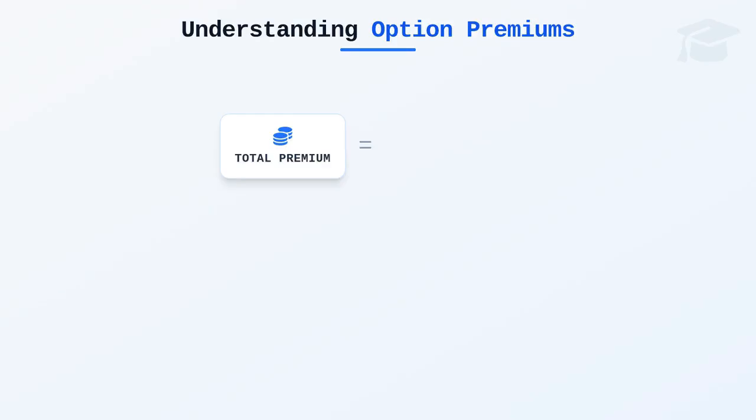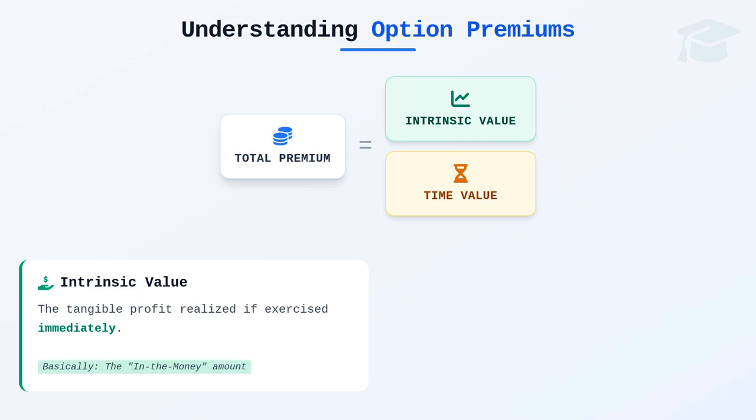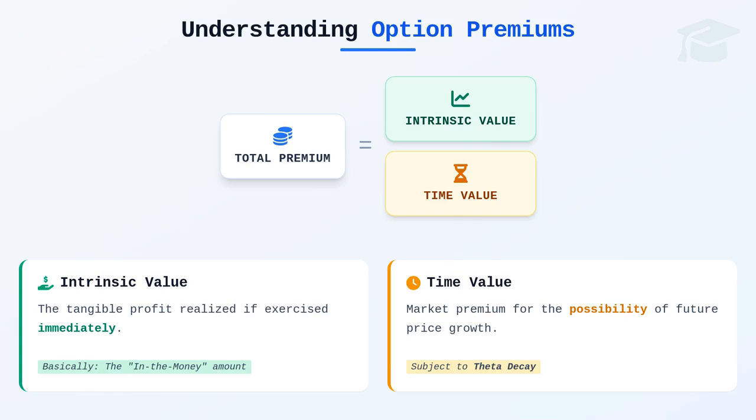We must also decompose the premium into its two constitutive components, intrinsic value and time value. Intrinsic value represents the tangible profit one would realize if the option were exercised immediately, essentially the amount by which it is in the money. Time value reflects the premium the market assigns to the possibility that the option's value might increase before it reaches its expiration. As expiration approaches, this time value inevitably decays, eventually vanishing entirely on the final day. Professionals often refer to this as theta decay, which is a critical consideration for both buyers and sellers.